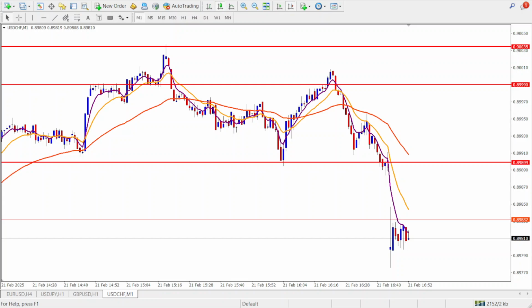Now, scalping on the 1 minute time frame can be fast and aggressive, so we need to filter out low quality setups to avoid unnecessary losses.